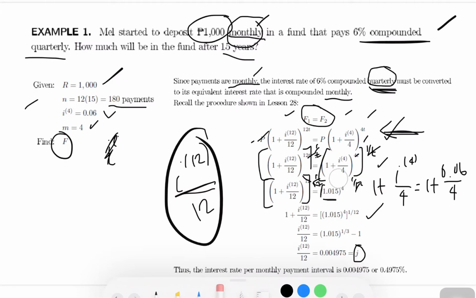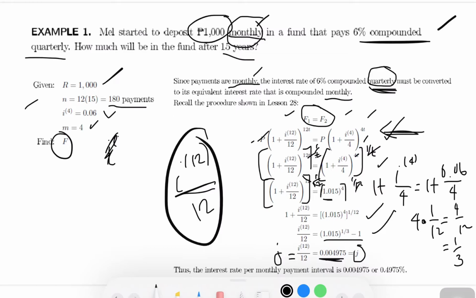Raise to 4, then raise to 1 over 12. Okay? Why is it 1/3? Because 4 times 1 over 12 is equal to 4 over 12, lowest terms, 1/3. Okay? So that is why 1/3. Then transpose minus 1. So we have this, -1. And then compute. So this is equal to this one. So take note, this is our J.